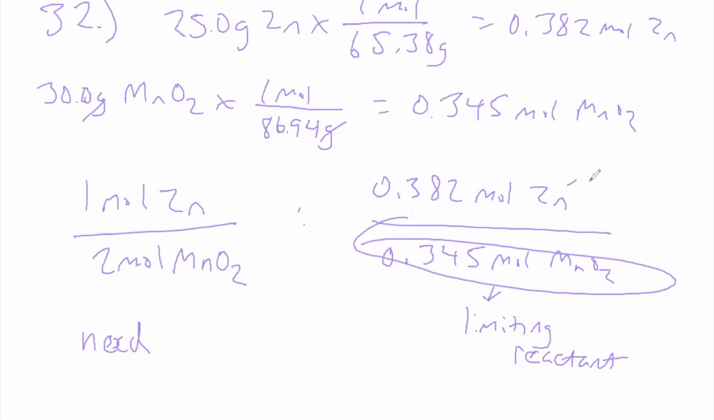And that would make zinc the excess. So there'll be some left over at the end of the reaction, which means we're going to base everything off of manganese dioxide. So for part B, when it's asking the mass of zinc hydroxide produced, we would use the moles of MnO2 to convert to moles of zinc hydroxide. So we'll go on to part B.